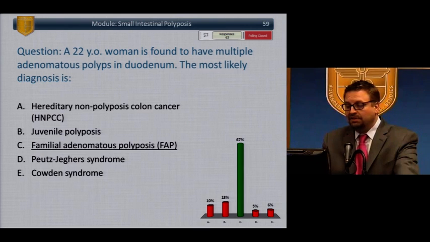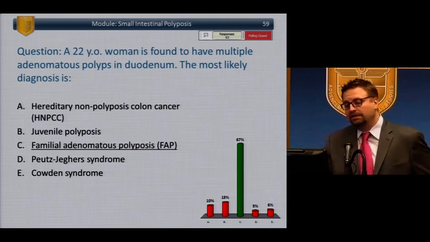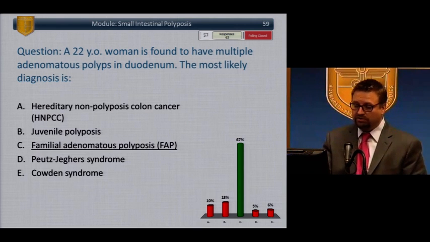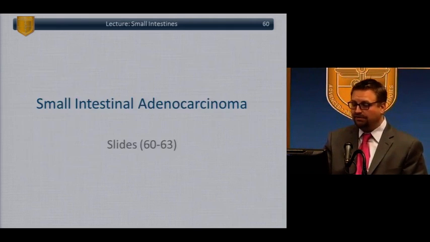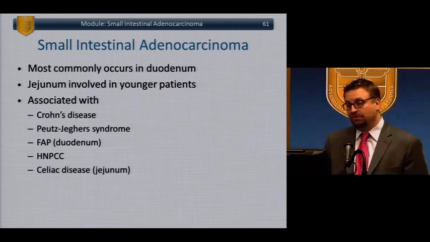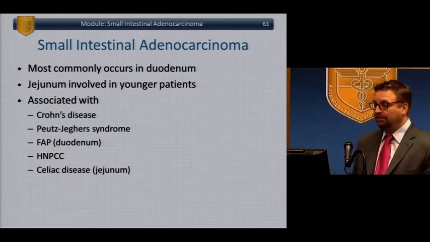We oftentimes think about FAP as a colonic disease, which we'll definitely discuss. But in patients with FAP who have had a colectomy, the next most common cause of death is duodenal cancers. So certainly very much a small bowel disease as well. Small intestinal cancer is a rare cancer for sure, but when it does occur, it's going to be most commonly in the duodenum.